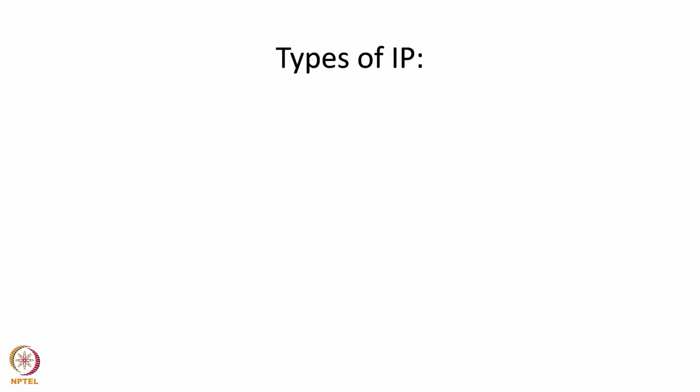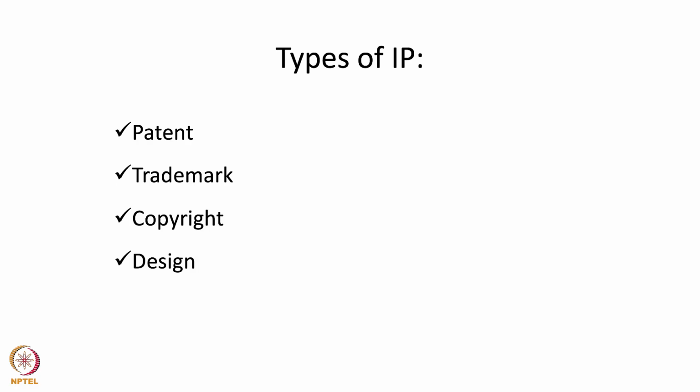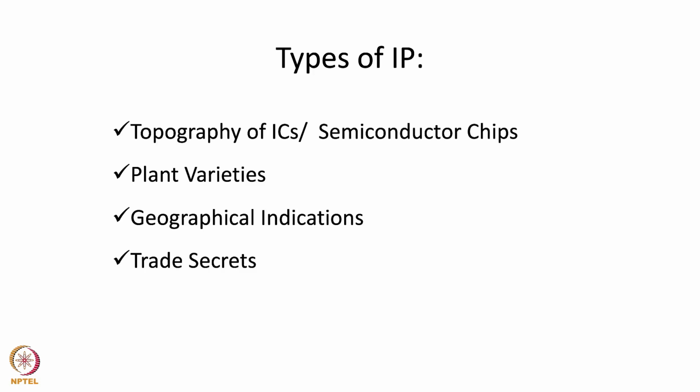Now, the different types of IP, we have covered this in our earlier lessons. A patent can come out of a university, a trademark can come from a university project, and materials created in the university can be protected by copyright. There could be design registrations from a university, and topography of integrated circuits or semiconductor chips, they could be registrations for layout of integrated circuits.